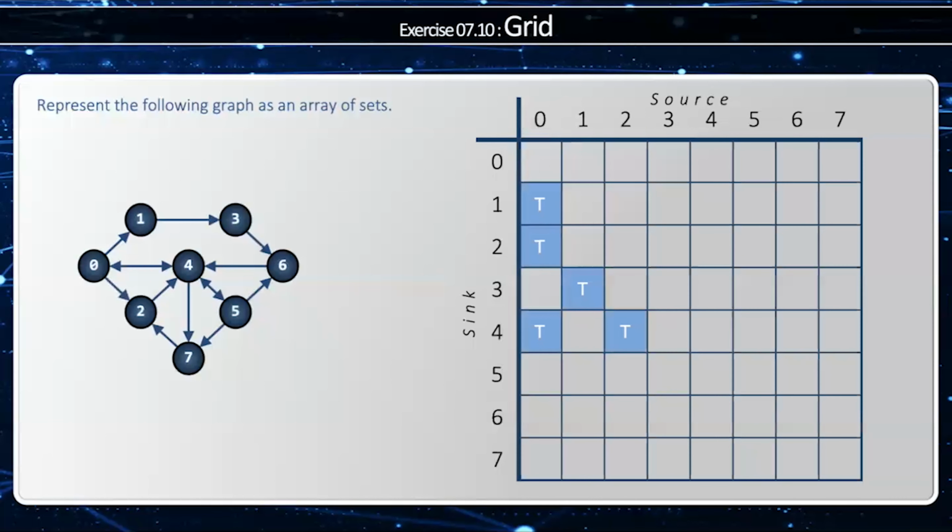Next, I'll do vertex 3, and 3 only goes to 6. Then I'll do vertex 4, and 4 goes to 0, 4 goes to 5, 4 goes to 7. Next, I'll look at vertex 5, and 5 goes to 4, 5 goes to 6, and 5 goes to 7. Now we'll look at vertex 6, and 6 only goes to 4. Now look at 7, and 7 only goes to 2. And now my grid is complete.